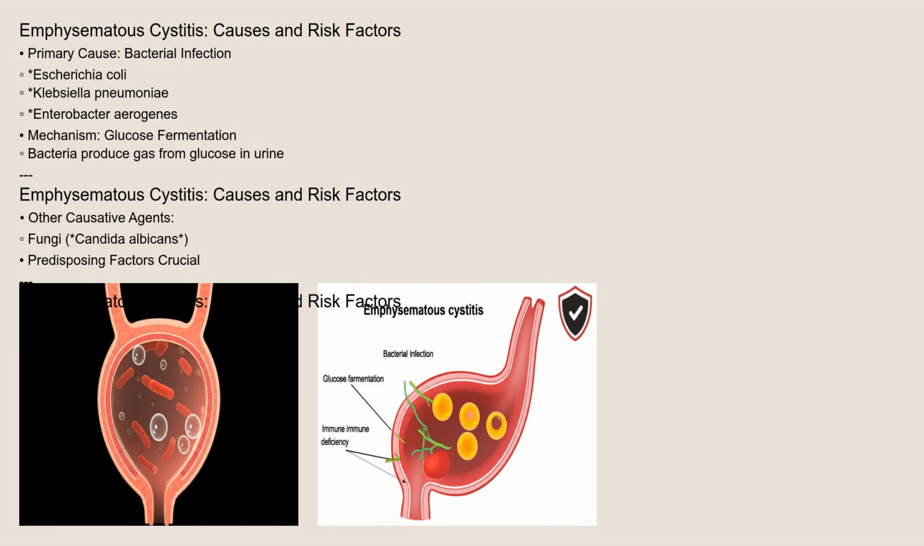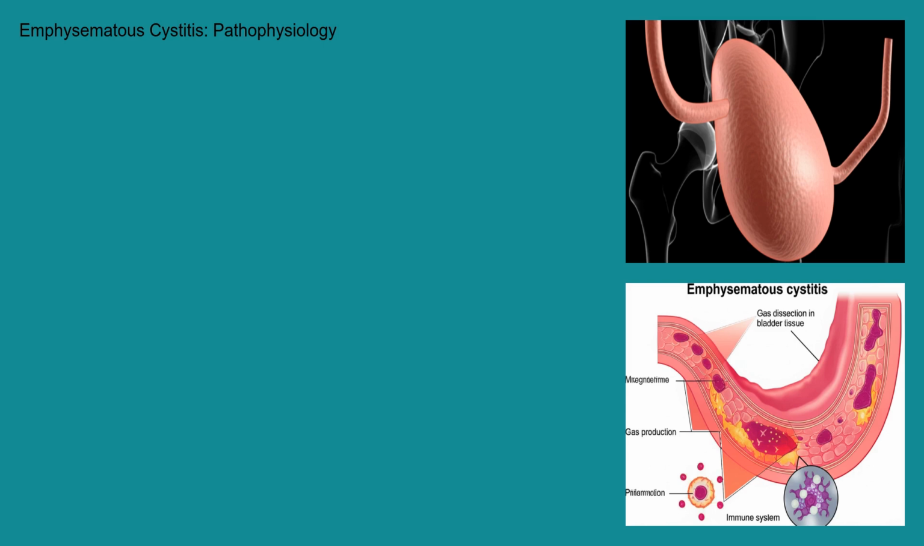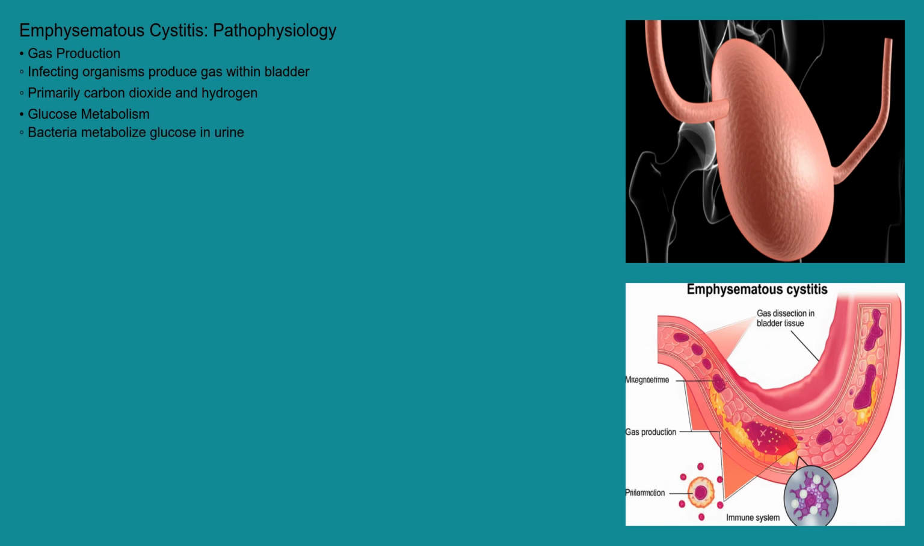Other risk factors include immunocompromised states, chronic urinary retention, neurogenic bladder, indwelling urinary catheters, and, in rare cases, bladder outlet obstruction. The pathophysiology of emphysematous cystitis centers around the gas production by the infecting organisms within the bladder wall and lumen. In individuals with elevated glucose levels in their urine, the causative bacteria metabolize this glucose, producing carbon dioxide, hydrogen, and other gases. This gas accumulates within the bladder wall, leading to inflammation and potentially tissue necrosis. The gas may also dissect into the surrounding tissues, causing emphysema beyond the bladder itself.